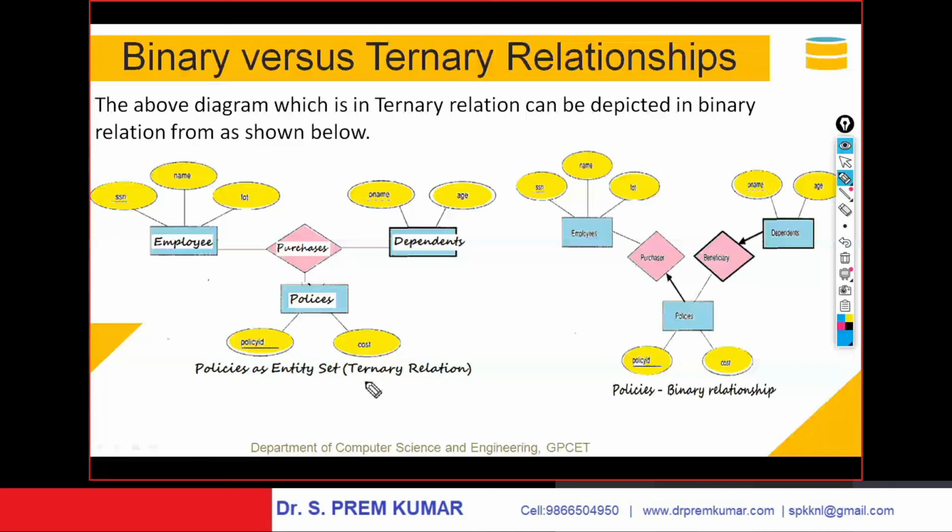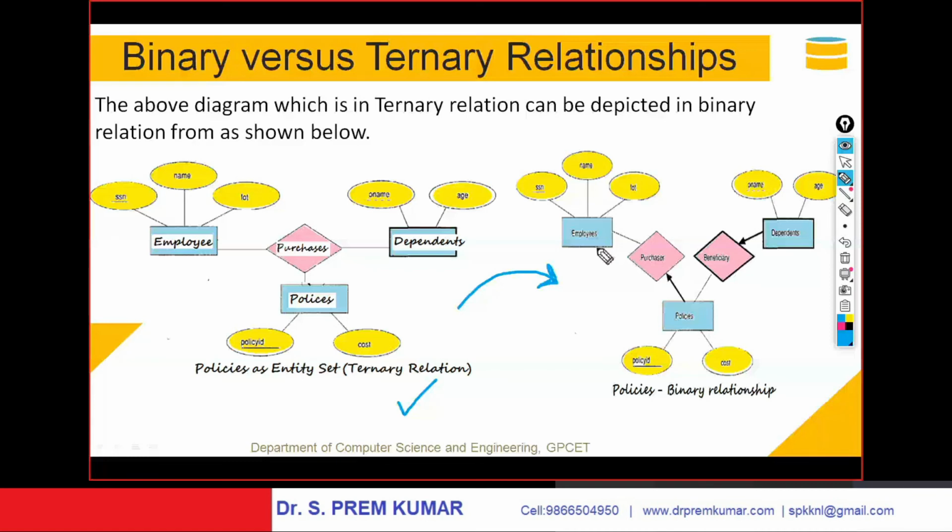But this can be depicted in a better way. You can show it with binary relations rather than a ternary relation. Here in ternary, there is only one relationship set connecting all these entities with a single relationship set. Now, we are going with the binary relation. You observe here, employees, purchases, policies.